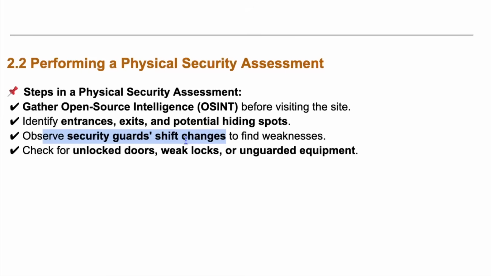And then check for unlocked doors, weak locks, or unguarded equipment. And this is more when you're actually on the building and you're not watching from afar, right? A lot of this stuff you could actually do from afar using binoculars or using the internet and things like that. But when you're actually checking for unlocked doors, now you're at the building. When you're looking at weak locks, you're at the building. Or unguarded equipment, you are in the building. So these are things that are typically done when you are physically close or on site.